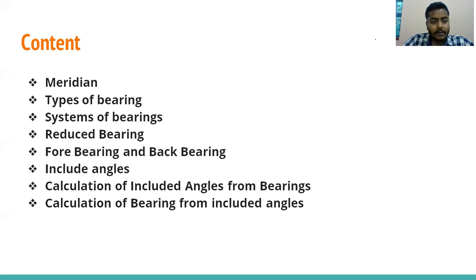Next, I have discussed the system of bearings. There are two types of system of bearings: WCB and quadrantal circle bearings. In that, we always take the angle in the clockwise direction from the north. Always remember, from the north in the clockwise direction. So the range of WCB is 0 degree to 360 degree.